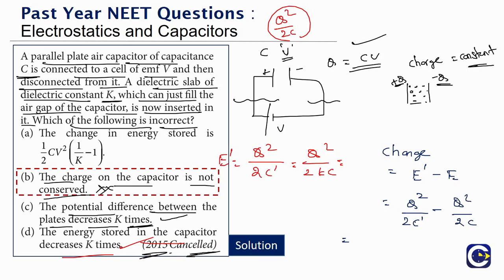C dash is equal to what? K times of C. So it will be what? Q square by 2kC minus Q square by 2C. Here Q square by 2C is coming out common. Q square by 2C into 1 by K minus 1.